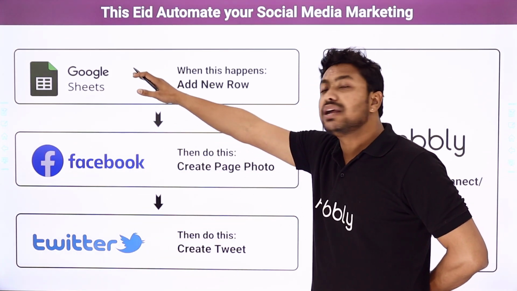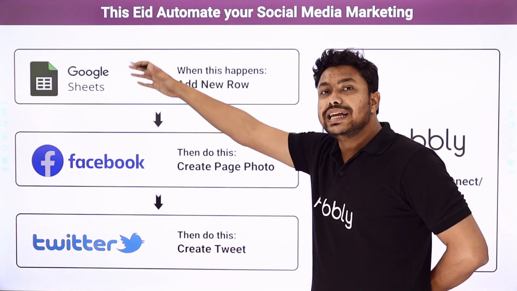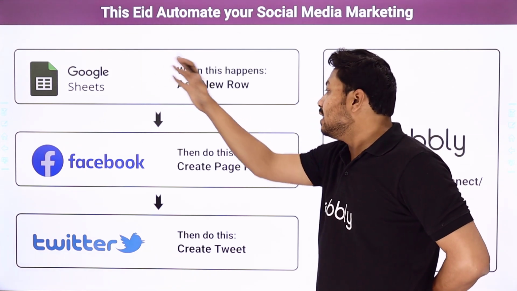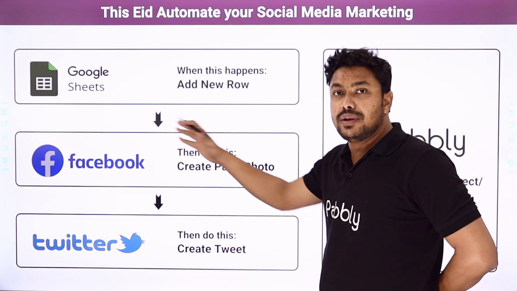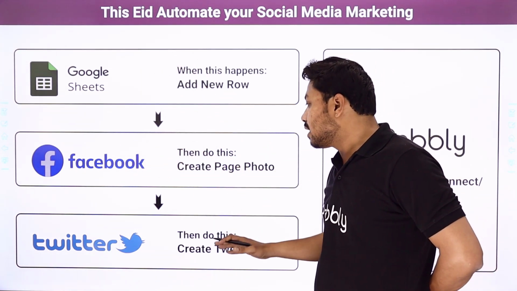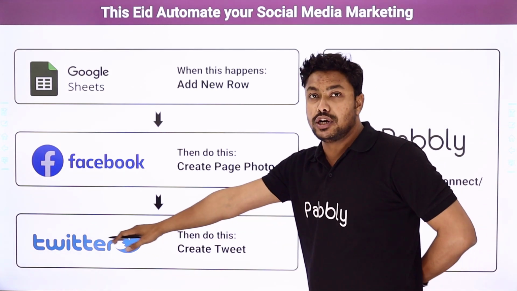So what will happen whenever I am going to put a new detail in my Google Sheets, automatically a photo post will be created on Facebook, as well as a tweet with media will be created on Twitter.